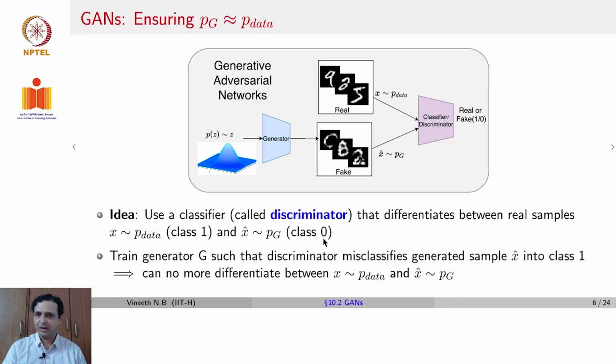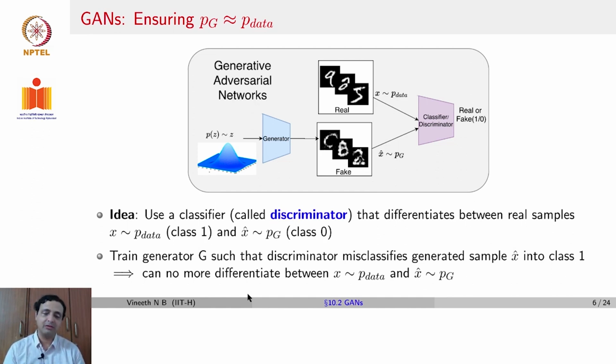How does this benefit? Our goal is to now train the generator to ensure that the discriminator misclassifies the generated sample x hat into class 1 and can no more differentiate between the original distribution P data and the new distribution PG. So the way we are going to equate PG and P data is through this discriminator, which the generator will seek to confuse.